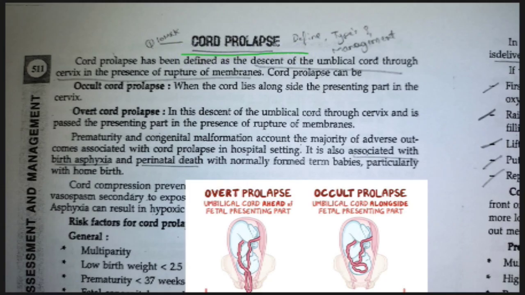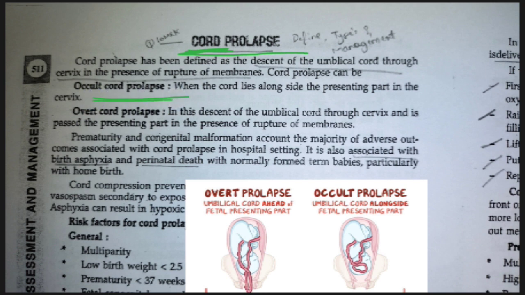Cord prolapse. Cord is nothing but the umbilical cord. Generally, in the delivery process, the baby comes out first and then the placenta and umbilical cord come out. In some conditions, due to excessive contractions or other conditions, the umbilical cord presents first, before the baby gets delivered. This cord presentation has two types.